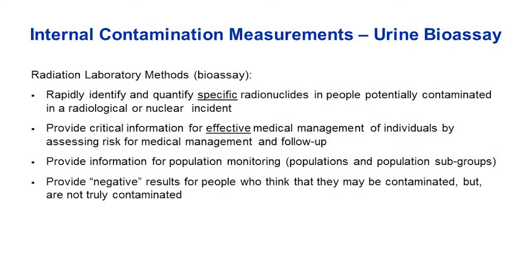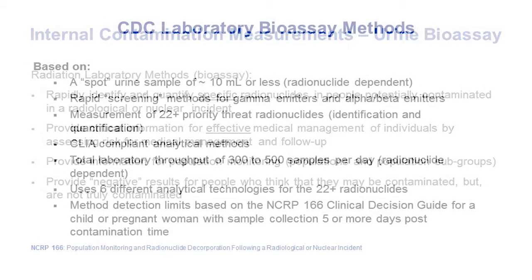I know that many of you work in laboratories. I wanted to highlight a couple things. Measuring internal contamination is going to be important, especially if we're dealing with a dirty bomb. Our lab has a urine bioassay method that was developed to quickly identify and quantify specific radionuclides. And also, that information will help us provide effective medical management. It's also going to be very helpful to provide negative results, because people want to know that they're not internally contaminated.